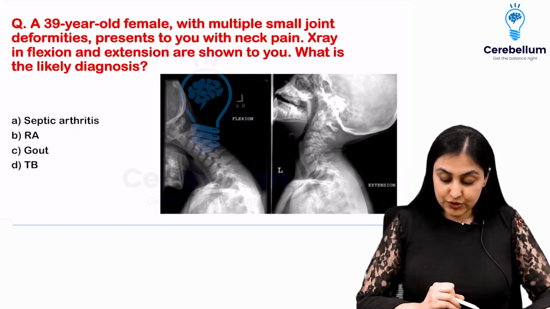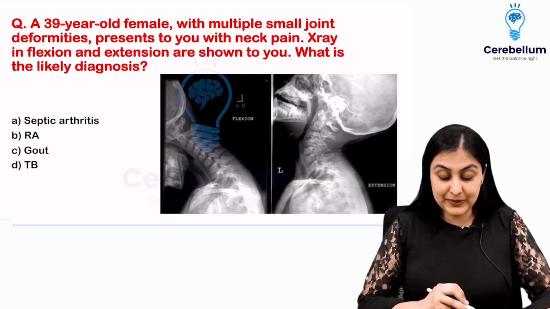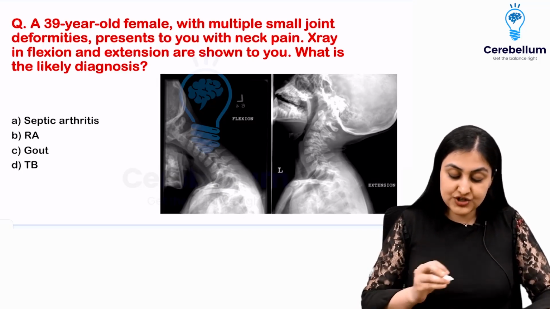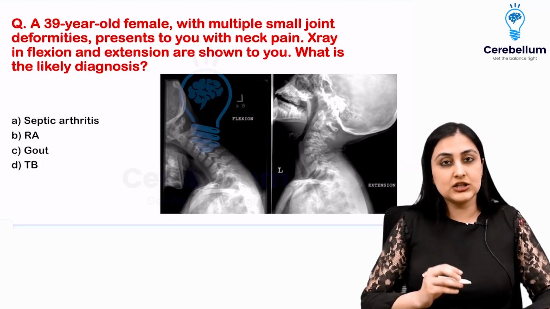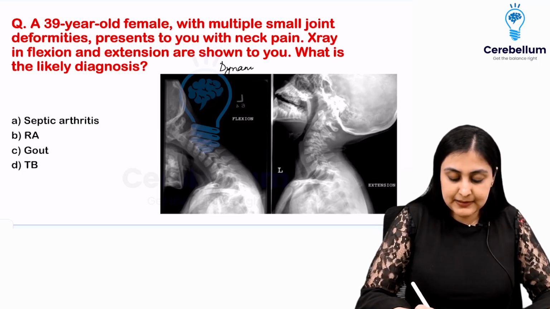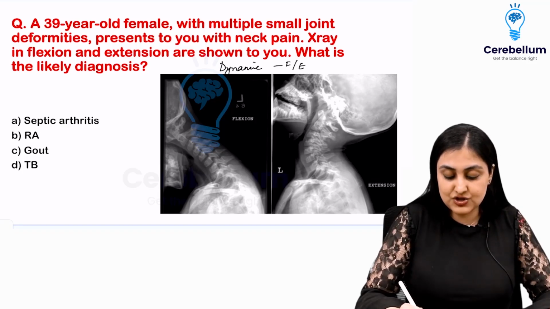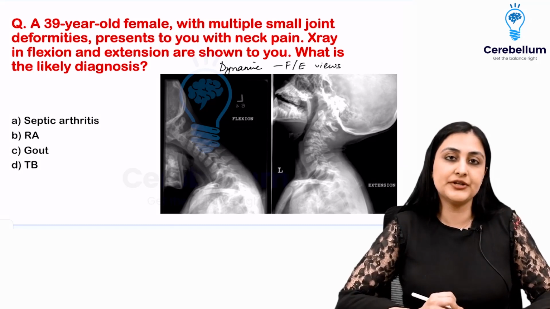A 39-year-old female with multiple small joint deformities present to you with neck pain. The X-ray is shown in flexion and extension. What is the diagnosis? So the clincher here is anytime they show you a dynamic X-ray. A dynamic X-ray meaning there is flexion and extension views. Always remember we are testing for the instability of the spine.